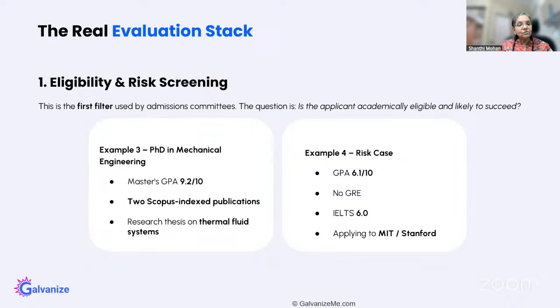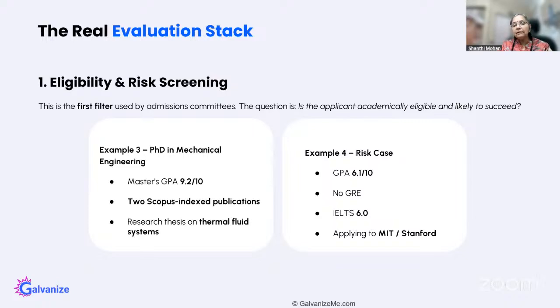The third profile is also super. There are 2 Scopus-indexed publications because the profile is going for a PhD program. And because it's mechanical, there is a lot of alignment with thermal fluid systems. So all 3 are very good profiles, and sure, you will pass through the first layer of the evaluation. But look at the last one. It has a bare minimum GPA, no GRE to showcase academic preparedness, and an IELTS at the bottom line, but is trying to apply to very competitive institutions.